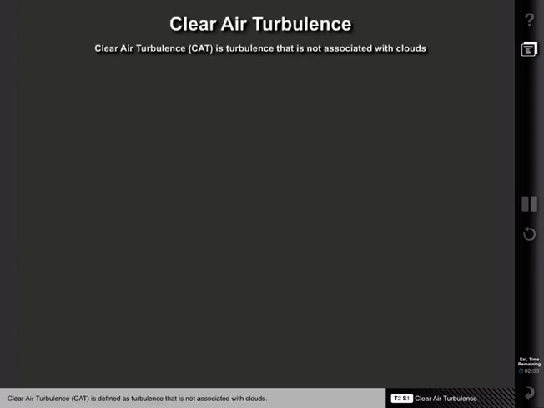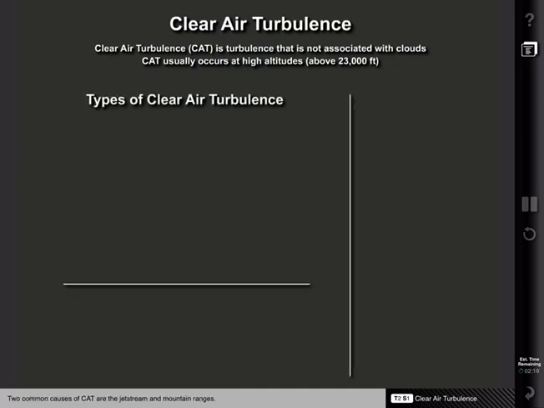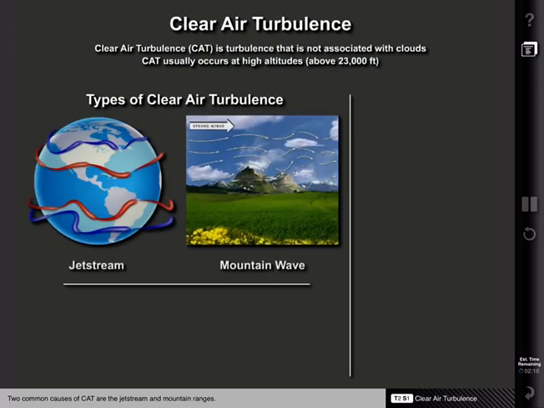Clear air turbulence, or CAT, is defined as turbulence that is not associated with clouds. Clear air turbulence usually occurs at altitudes above 23,000 feet, and at times can be severe. 2 common causes of clear air turbulence are the jet stream and mountain ranges. Clear air turbulence near the jet stream is caused by a rapid change in wind velocity gradient, where slow-moving air is adjacent to rapidly moving air.